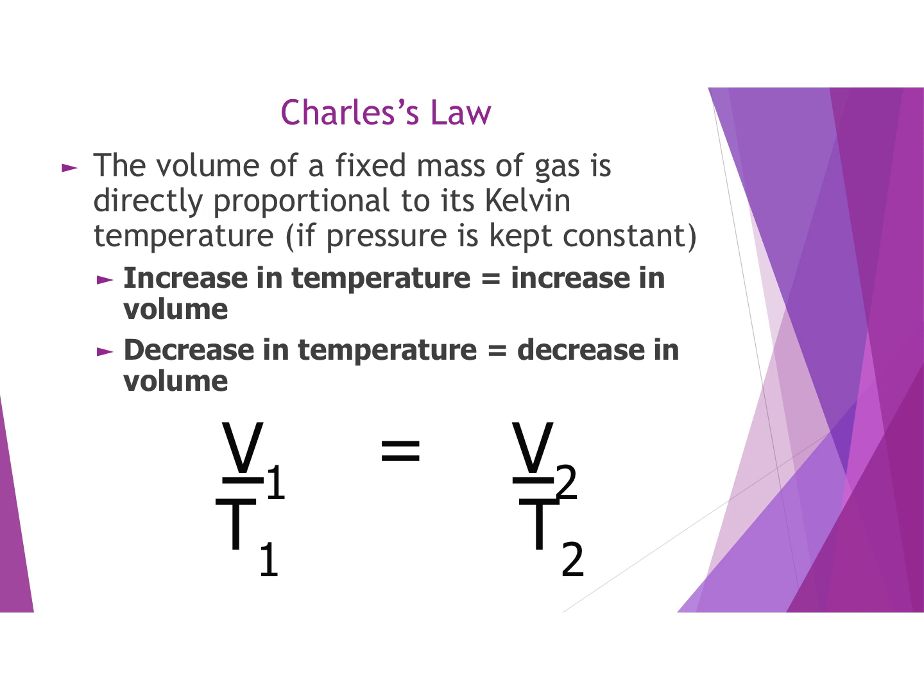Okay, so now we're going to move on to our second gas law. It's called Charles's law. So Charles's law just says that the volume of a fixed mass of gas is directly proportional to its Kelvin temperature as long as pressure is kept constant. So an easier way to word that, if you increase the temperature, you're going to increase the volume. If you decrease the temperature, you're going to decrease the volume.